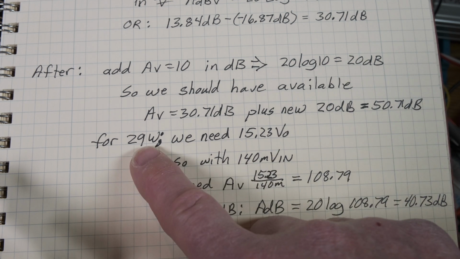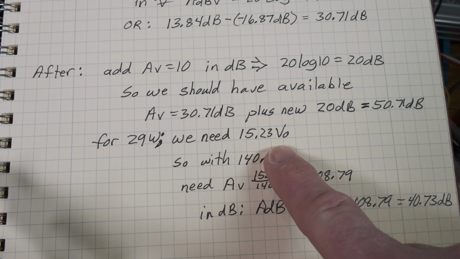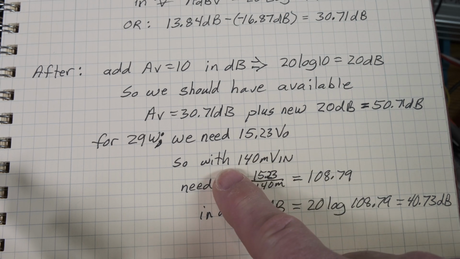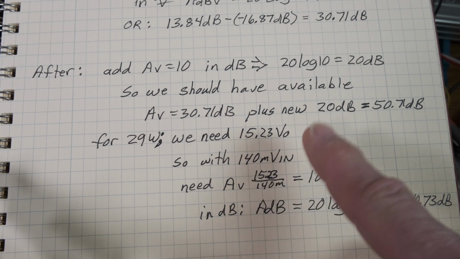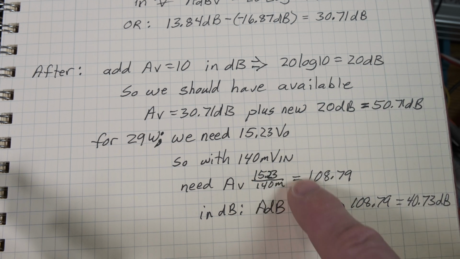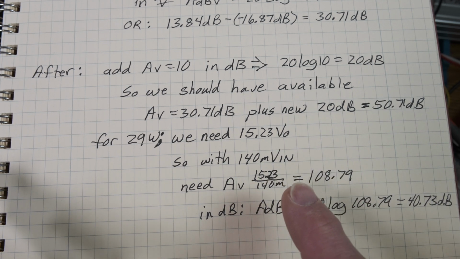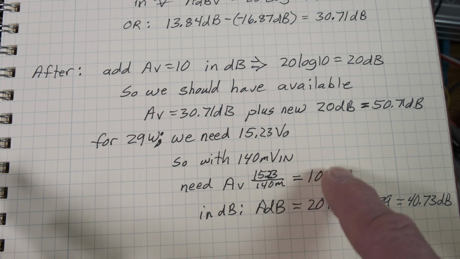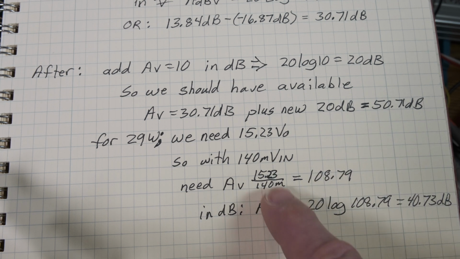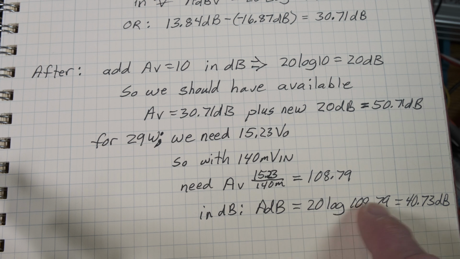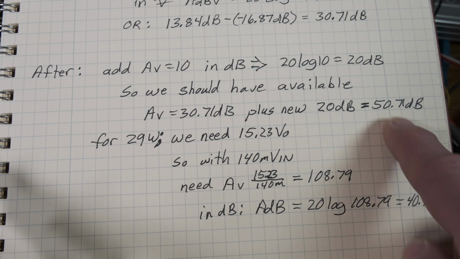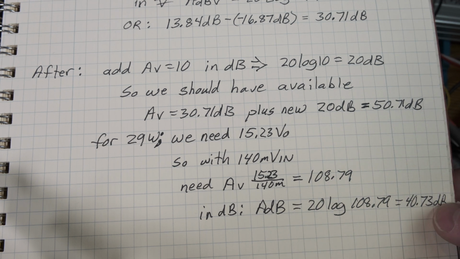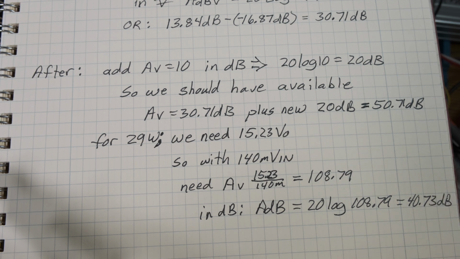So is that enough? Well, for 29 watts, we need 15.23 volts out for an 8 ohm load. If we only have 140 max coming in, which is what started the problem in the beginning, we really need a gain of 108. Up there we had a gain of volts of 34.41. That wasn't enough, right? So now if we convert that to log so that we can see if we have enough, we just take the log of 108, 20 times that, comes out to 40.73. So we should have 50.7 dB of gain available to us, and we only need 40.73. So therefore, we should have plenty of gain now.